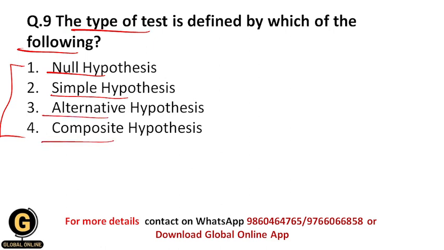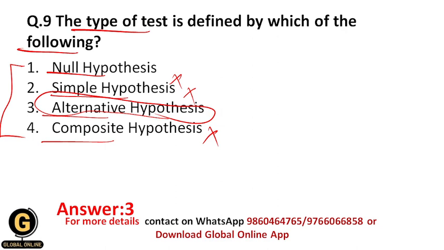From these hypothesis types, now you will understand that there is only the alternative hypothesis under which we exactly predict the relationship between the variables, right? And that's why this is the only hypothesis type by which the type of test is defined. Okay, and that's why your correct answer over here is 3, that is alternative hypothesis, and the remaining options get eliminated. Those are null hypothesis, simple hypothesis and composite hypothesis.